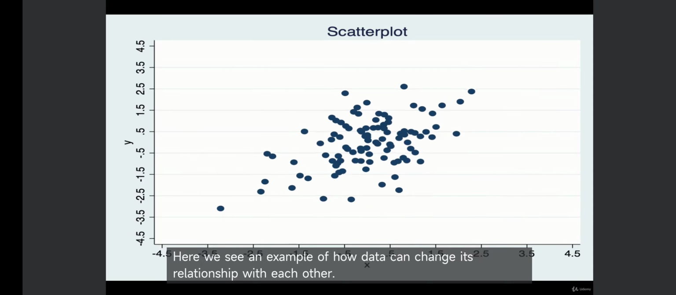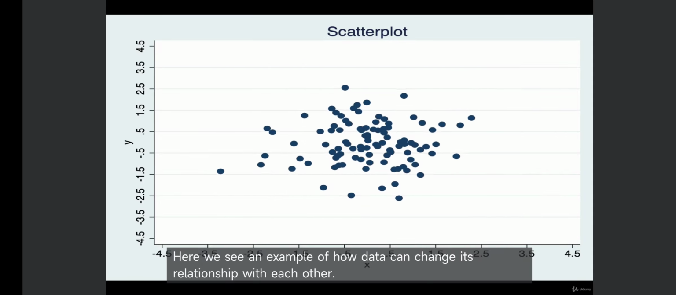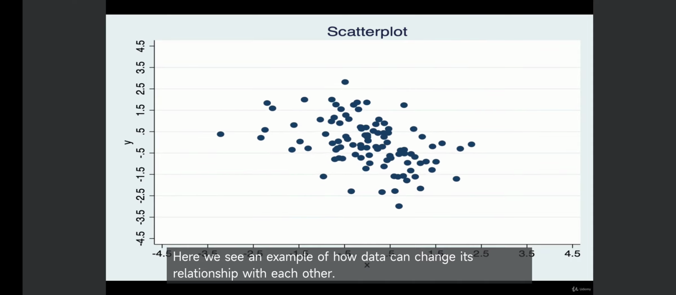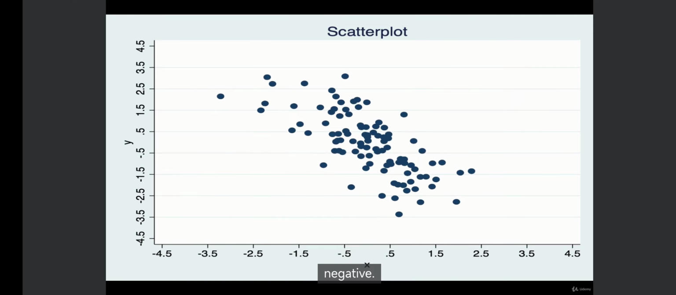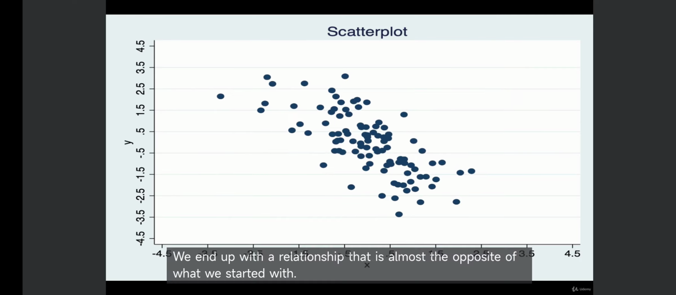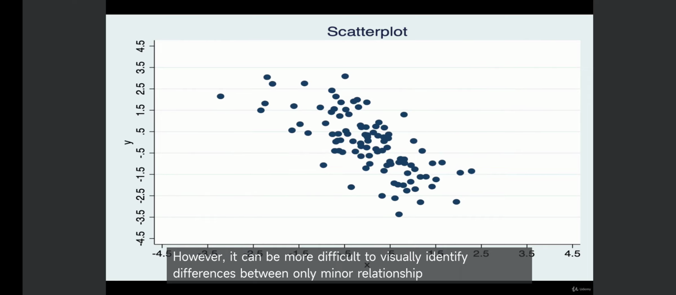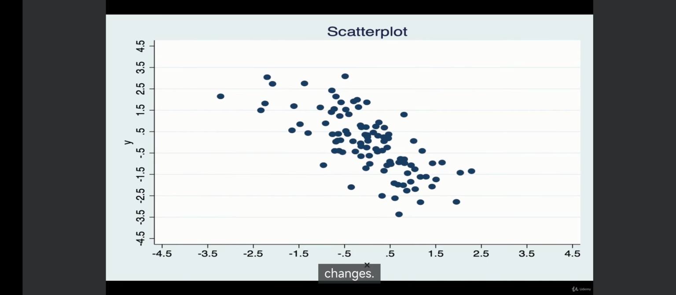Here we see an example of how data can change its relationship with each other. The correlation between y and x becomes weaker, going all the way to no correlation and then becoming negative. We end up with a relationship that is almost the opposite of what we started with. Visually, it is quite easy to distinguish between extreme types of relationships. However, it can be more difficult to visually identify differences between only minor relationship changes.